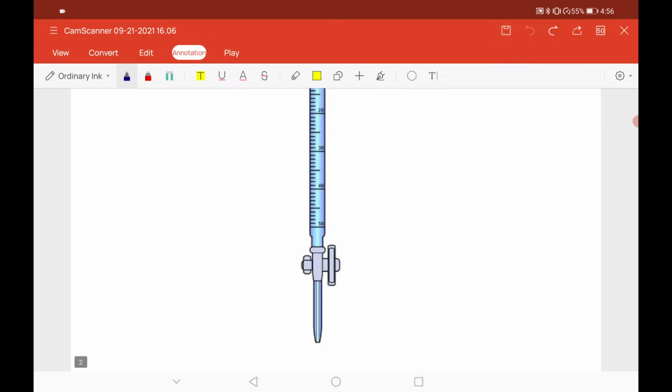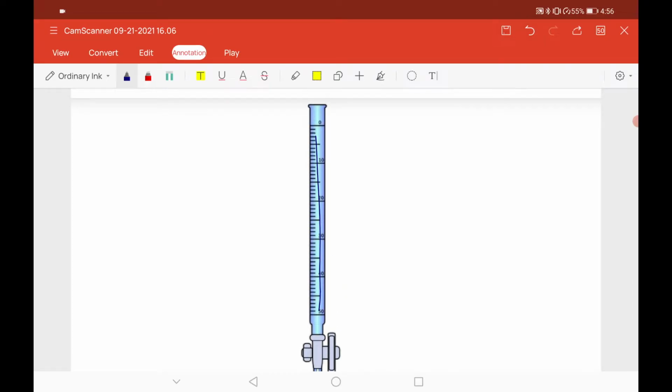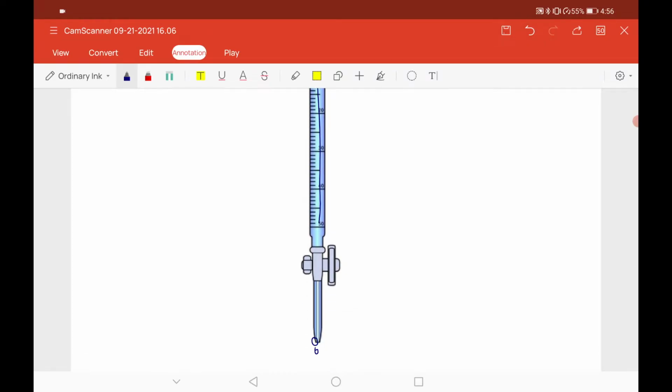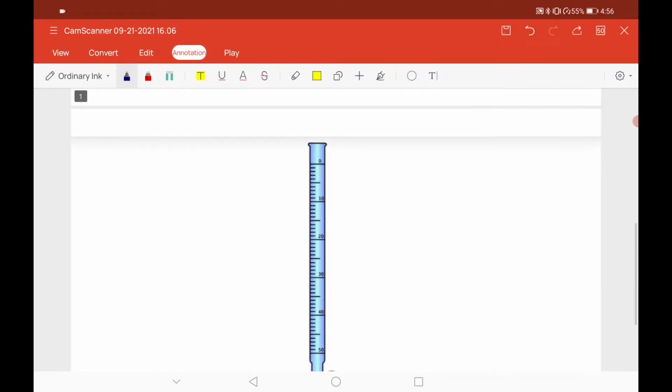On this burette, you can see this is something called a valve. Valve means opener. You can open here so that the liquid in the burette can go out from here. When you turn it open, all the liquid from the burette can go out. And the more liquid goes out, the bigger the reading becomes.